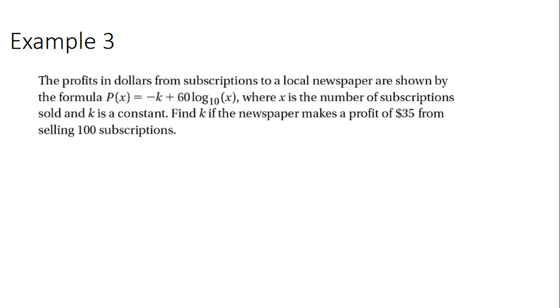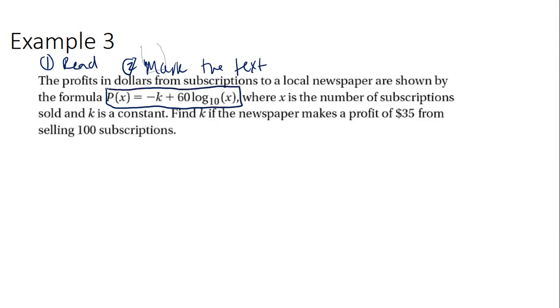Okay. So the first thing you do with a word problem is read. Did we read? The second thing you do is mark the text. Marking the text means you're identifying key information. Well, the function is a huge key information. What X represents is key. X is your subscriptions. K is your constant. Circle what we're looking for. What are we looking for? K, and then our given information, right? Profit is 35. That's important. And our subscriptions are 100.